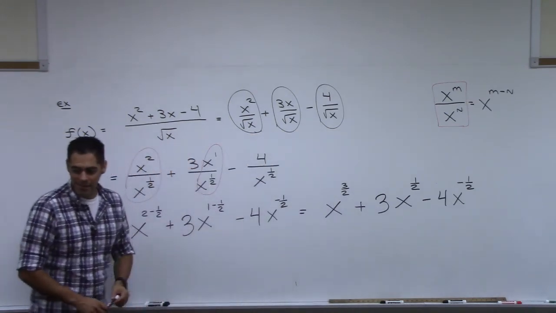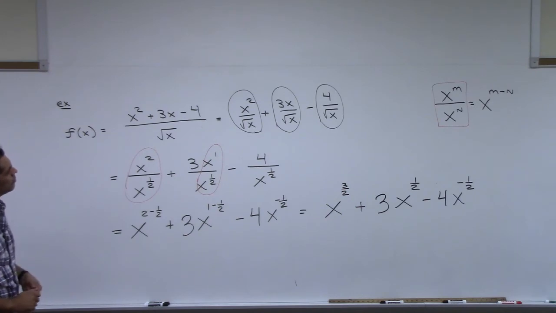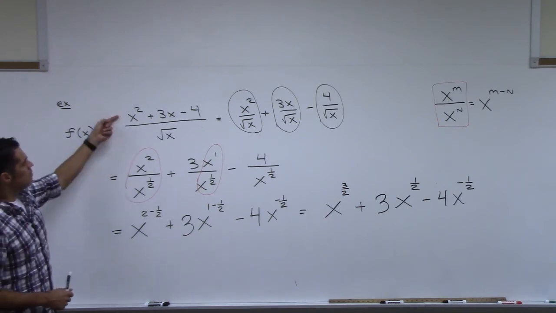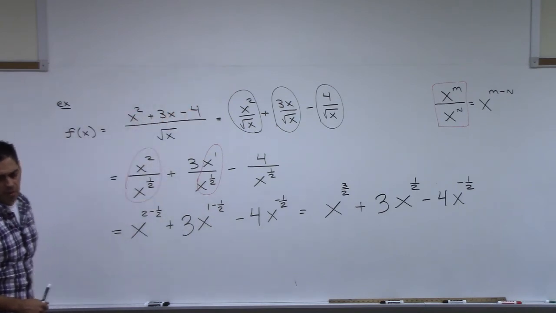What's up? Could you have taken that x to the 1/2 on the bottom, made it x to the negative 1/2, and multiplied through? Yes, you could. Yep. Okay.